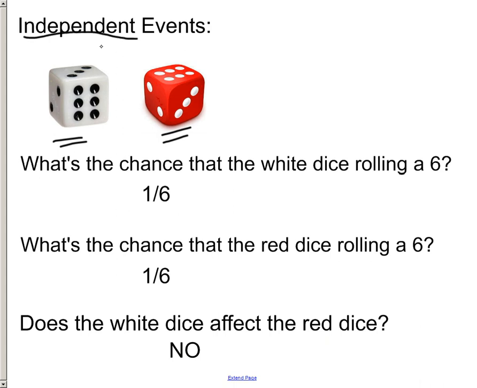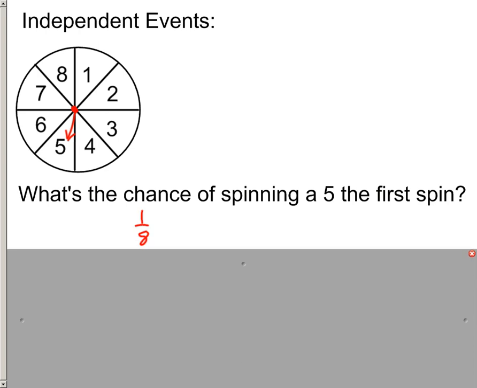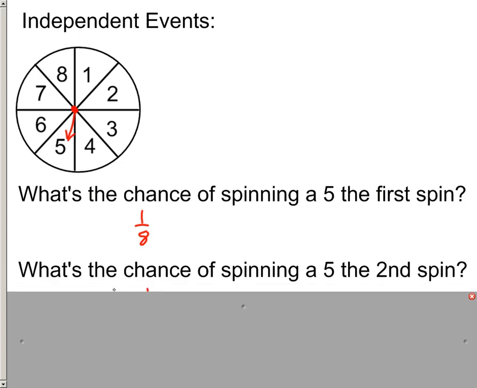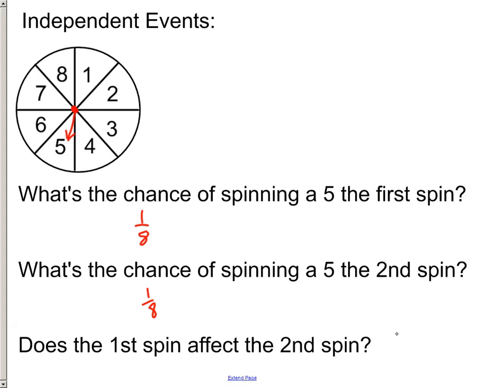Now, another scenario that we could take a look at is a spinner. What's the chance of spinning a 5 on this spinner over here? It'd be a 1 out of 8 chance because there's 8 areas and only one of them has a 5. If I go to spin it again, what's the chance of spinning a 5? It would still be 1 out of 8 because that first spin does nothing to impact the second spin. So does the first spin affect the second spin? Absolutely not. That's the reason we consider it independent of each other. Okay.